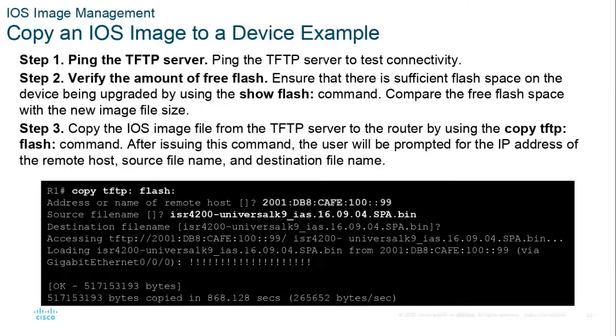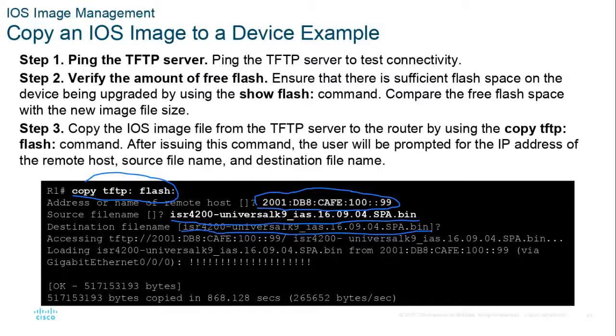So we ping the TFTP server and make sure it's connected. We have verified the amount of free flash on the device, and then we say copy flash TFTP. And it asks us, what's the IP address of that TFTP server? And he's given this TFTP server as an IP version 6 address. And then what's the source file name on this router we're copying from? Here's the source file name of our 4000 series router. Destination file name, by default, is the exact same spelling. If you want to change the spelling, you can make a new name if you want. And then it will access the TFTP server.